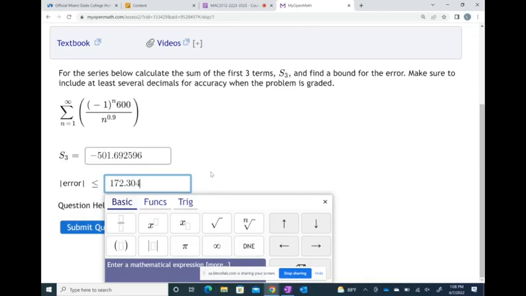In this case, this means that you need to go very far into a series if you want to get a good accuracy. It makes sense, because at the beginning this is very slow. This 600 here makes the series delay its convergence a little bit.